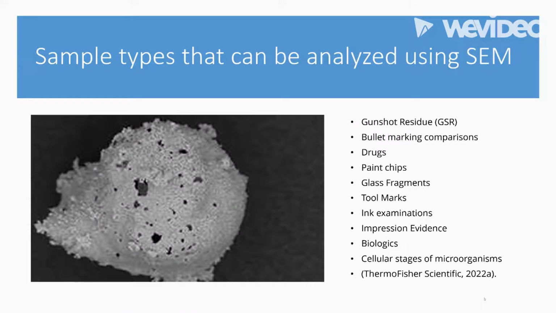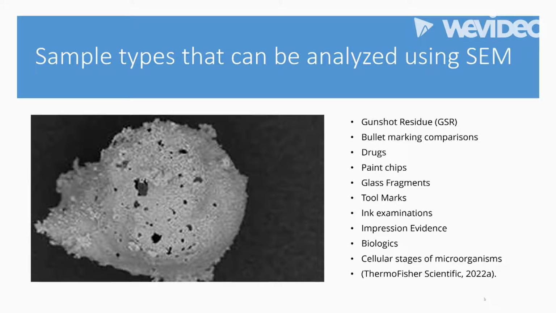So there are lots of different samples that can be analyzed using the SEM, but forensics specifically uses it a lot for gunshot residue. If they detect the presence of lead or antimony or barium in a sample, then they can determine that those are characteristics that are similar to gunshot residue, and that can be used in court. You can also make bullet marking comparisons of the striation marks in a bullet. You can identify different drugs using this microscope.